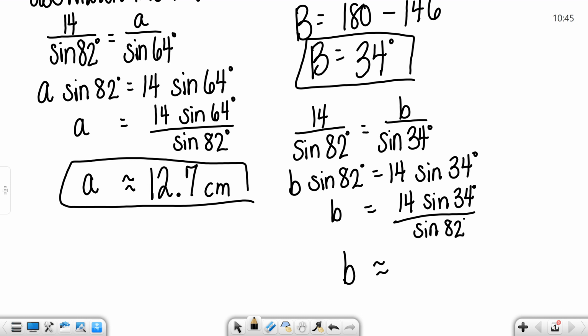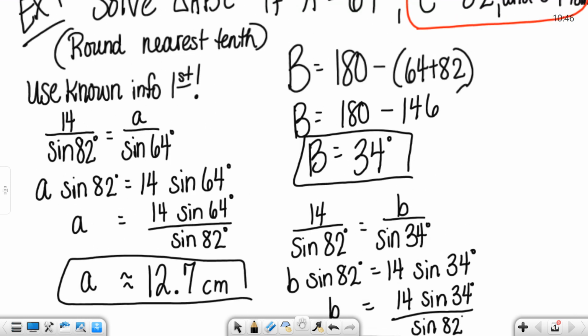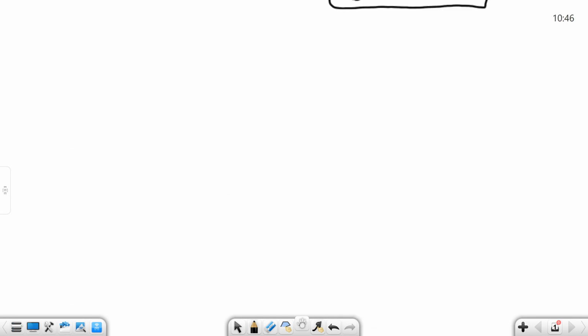And we should all get 7.9. We round to the nearest tenth. 7.9, and these are centimeters. It was the length of a side. So we found the missing angle that we didn't know, and we found the two missing sides that we did not know. So I would say that that's one of the easiest cases that we can have when we are given two angles and a side. Okay?